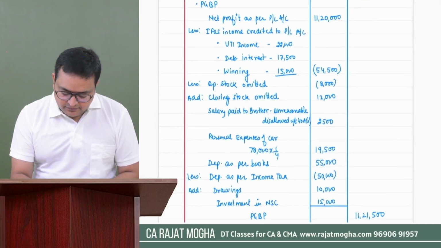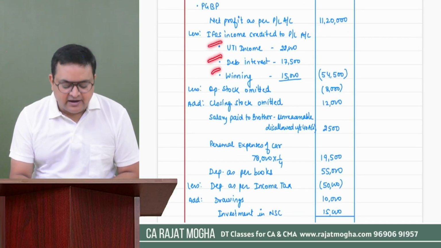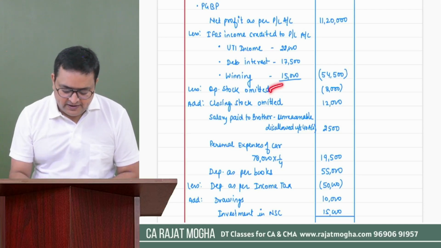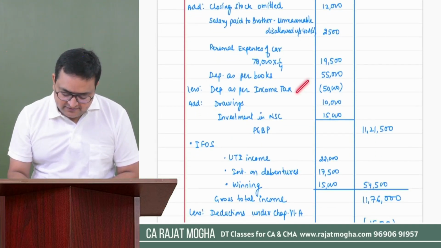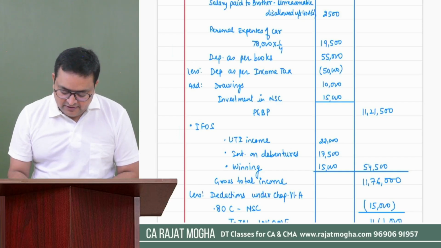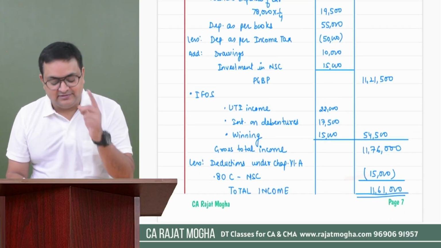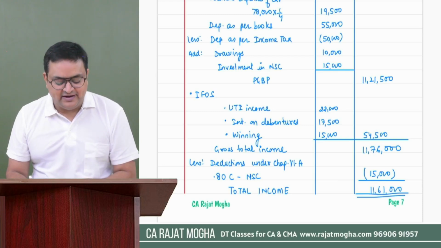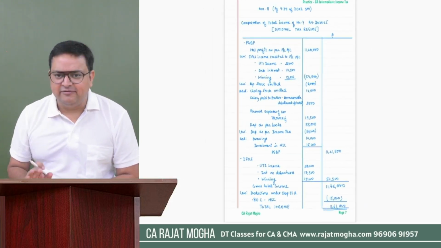PGBP. So this was a net profit. We have subtracted the IFOS income, which was credited, opening and closing stock adjustment that we have already discussed, depreciation, drawings and all. Then we have IFOS income, gross total income. We have given the deduction also under section 80C, and this is our total income. I believe that you have done this.